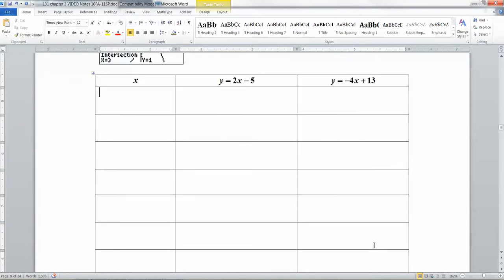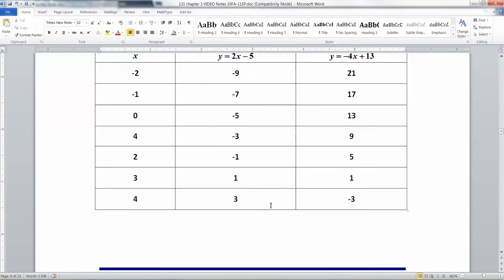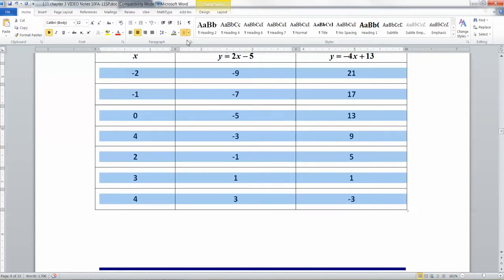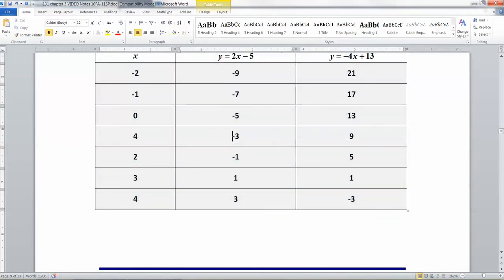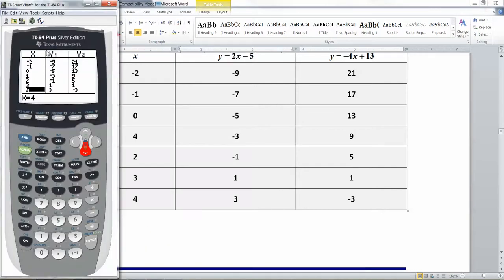So let me pause and I will do that. Give me 1 second. There we are. I got them all in there. Okay, so those are, let me just highlight them ever so slightly so you can see. They are the numbers that are coming right out of my table.